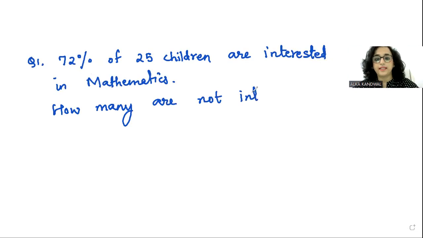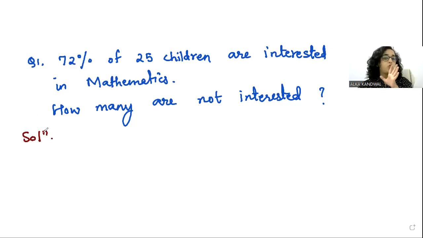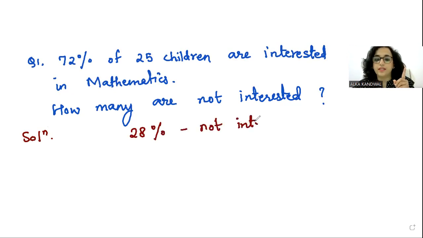Not interested. So tell me, what about you all? Are you all interested or not? Yes, do comment in the chat box. Okay? So solution, let us see. If 72% are interested, then the total will be 100%. So if 72% are interested, it means 28% are not interested. What do you say? Do you agree with me or not? If 72% like maths, then 28% will not, because the class is 100% total.